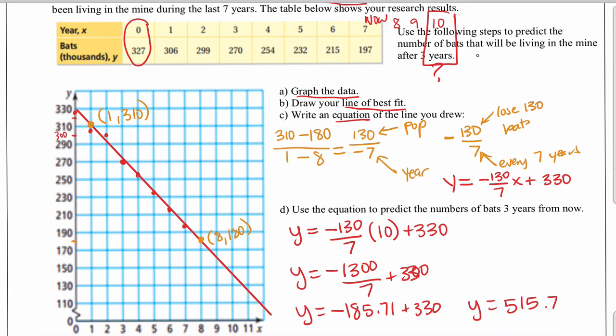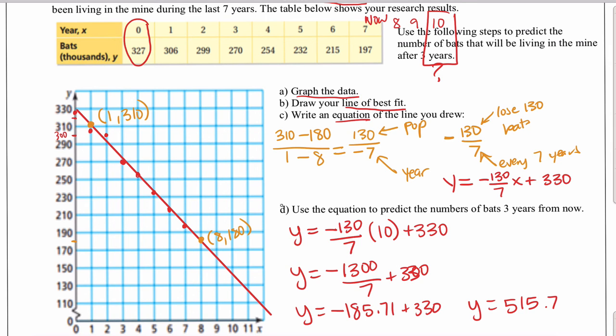I know I made a mistake because look up here. My year is going up and my population is going down. There's no way I'm going to regain all these bats. And I know what mistake I just made. When I typed it in my calculator, I didn't make this negative. So I'm going to do that one more time. 185.71 and make it negative plus 330.